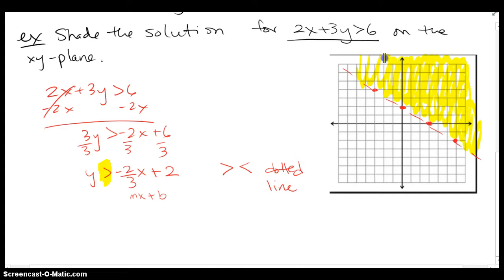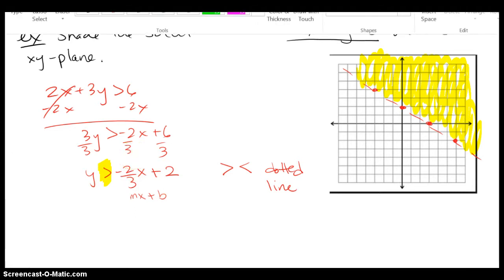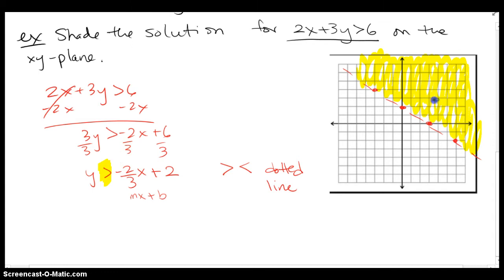Any ordered pair I pick in this region above the line is going to satisfy this inequality. For example, if I pick, let's say, the ordered pair right here, (4, 3), and I put it in my original inequality here, 2 times 4 plus 3 times 3, is that greater than 6?